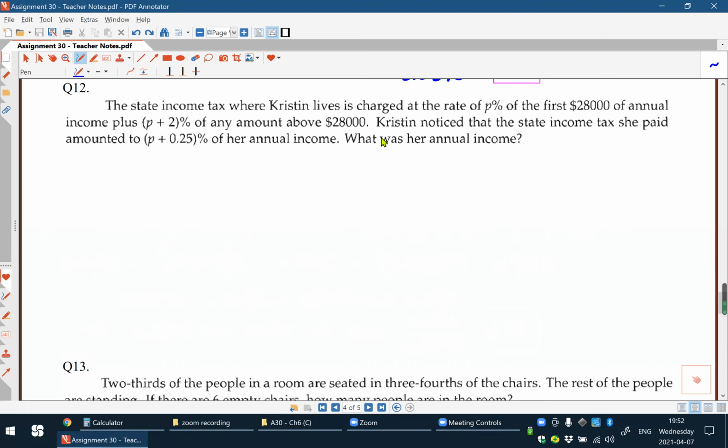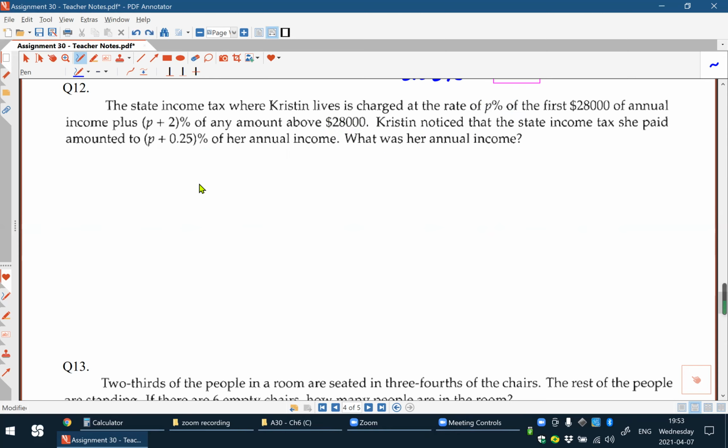So note that if her annual income is below this number, the rate is simply P%, right? And now she noticed that the rate is P plus 0.25%. So that means her income must be above this number, right? Because if it's below this number, it simply is P%.